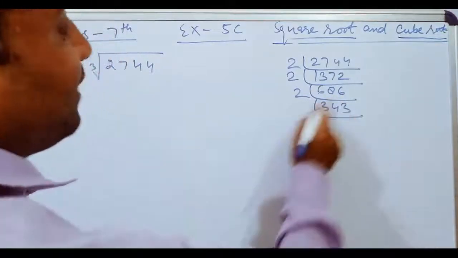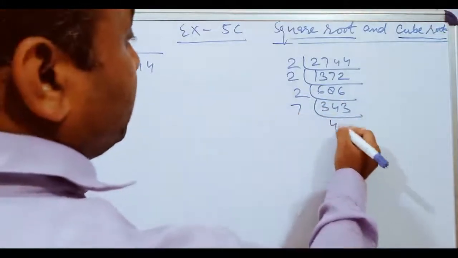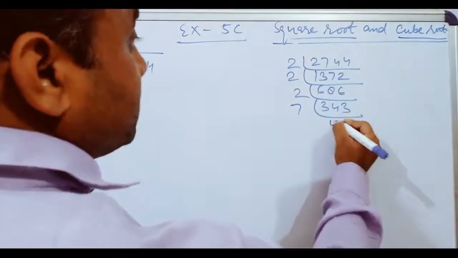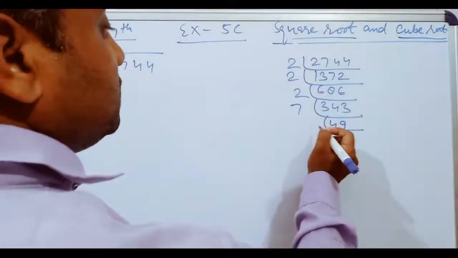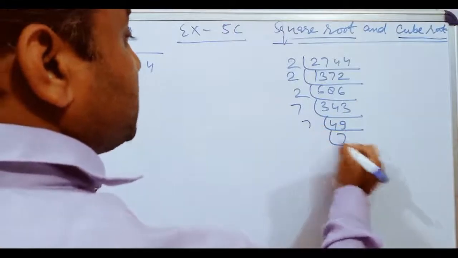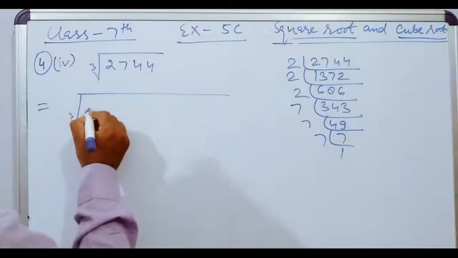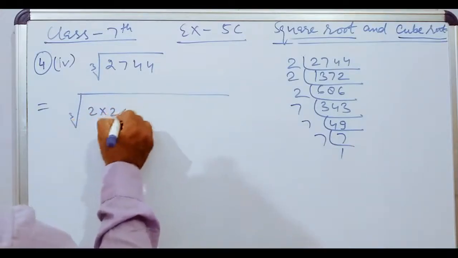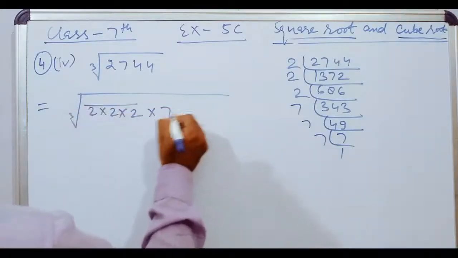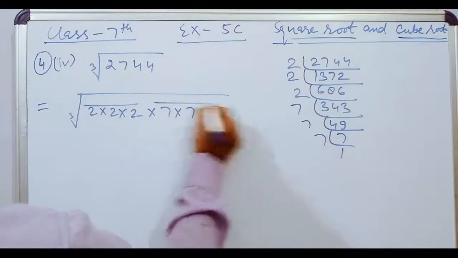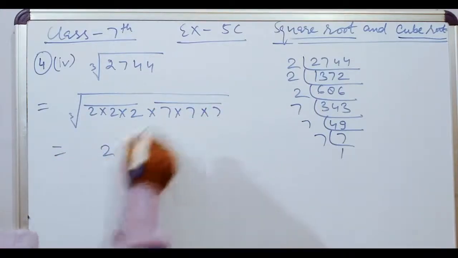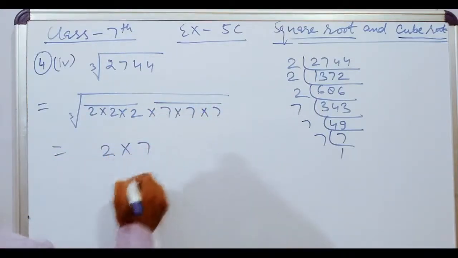This is the cube of 7. So 7 4s are 28, 7 9s are 63, 7 7s are 49, 7 1s are 7. Now dear students, we'll write 2 into 2 into 2, 7 into 7 into 7. From the triplet of 2, we will take out 2. From the triplet of 7, we will take out 7.